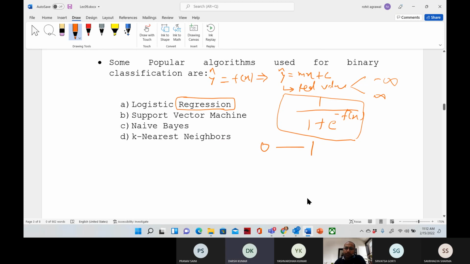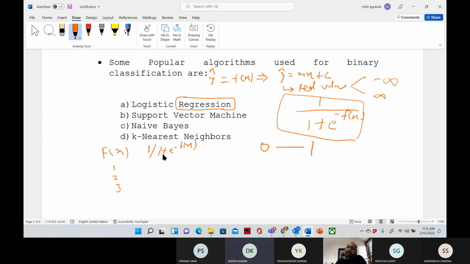Now suppose f of x is equal to 1, 2, 3, and 1 upon 1 plus e to the power minus f of x. So f of x is equal to 1. Then it is 1 upon 1 plus e to the power minus 1. So how much will it be? Is it increasing or decreasing when f is increasing?